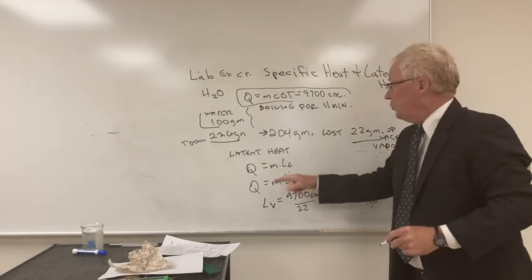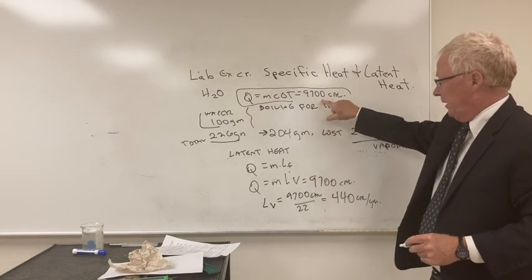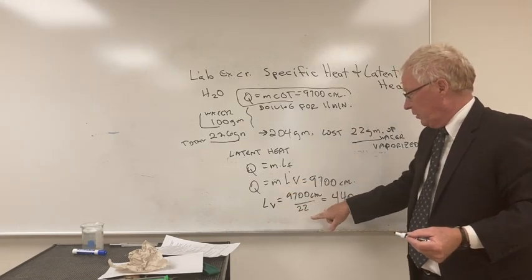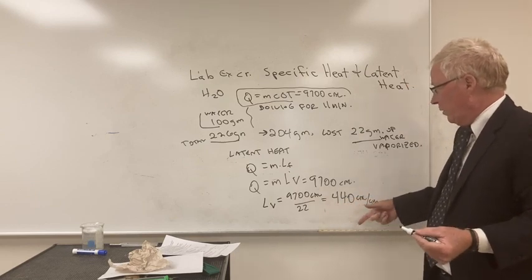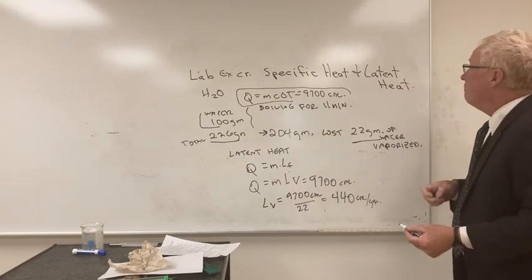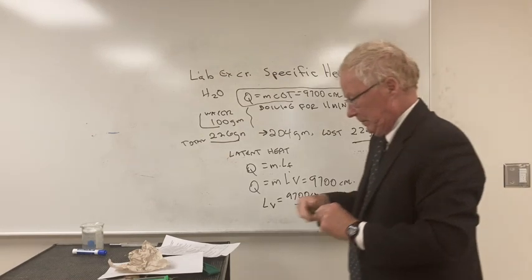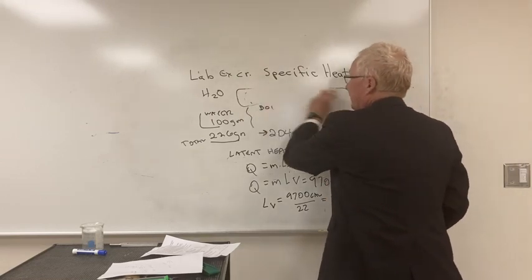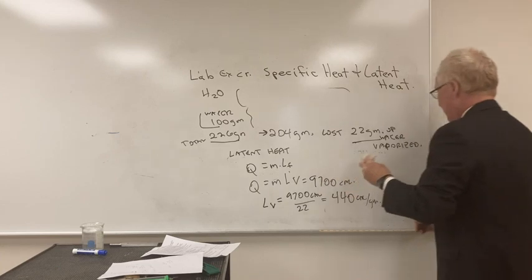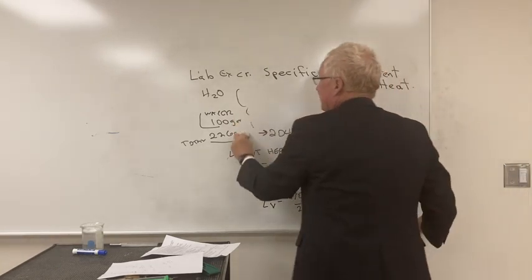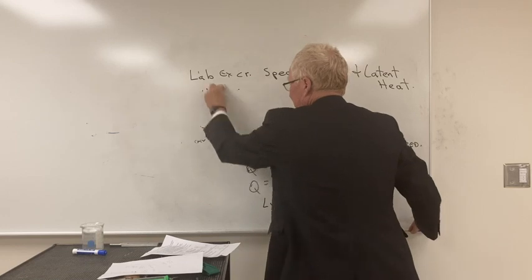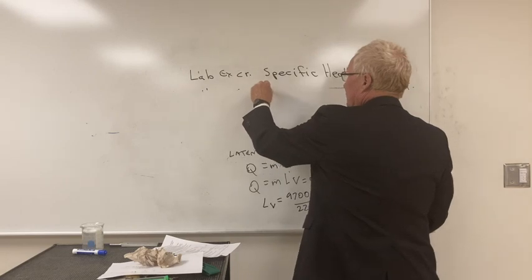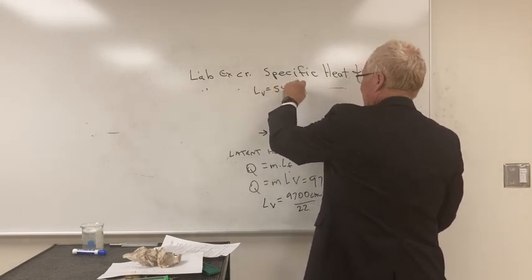Okay, so we're assuming, based on cooking it for 11 minutes, we applied this much heat. That's how much evaporated. So the amount of energy per gram was 440 calories. All right, now we then even that up. As we said, theoretically, under better conditions, latent heat of vaporization is 540 calories per gram.